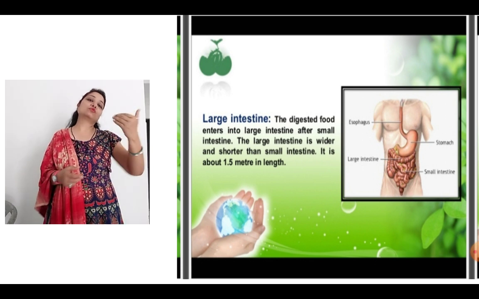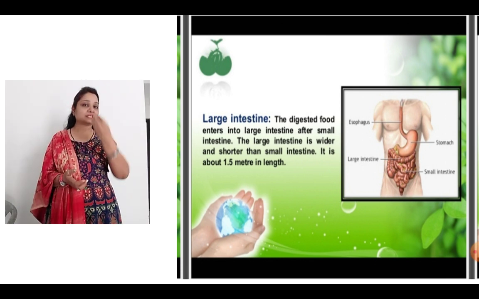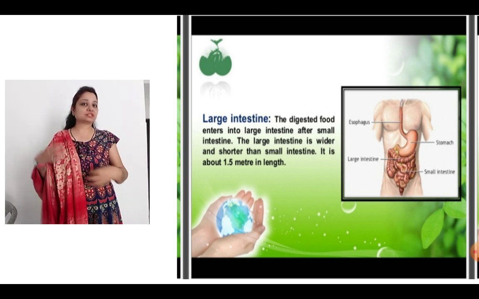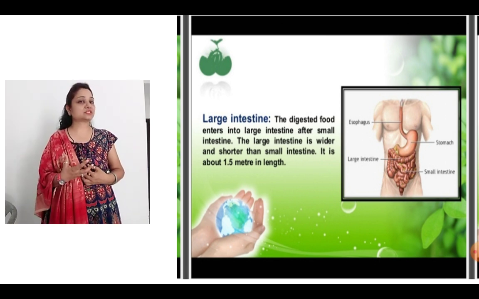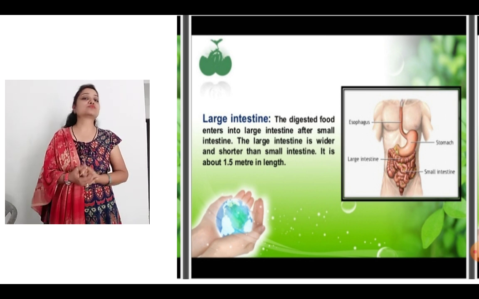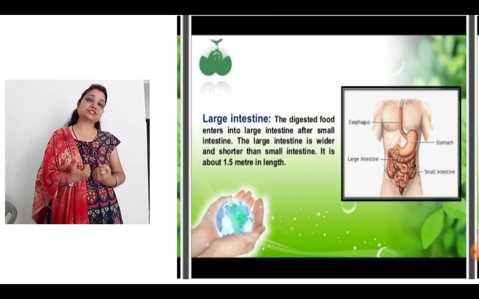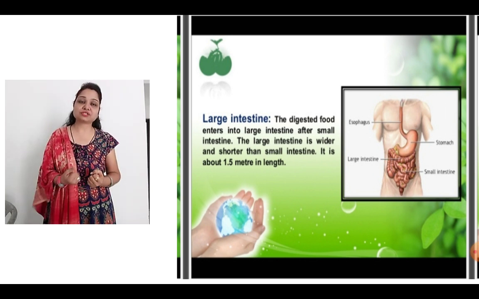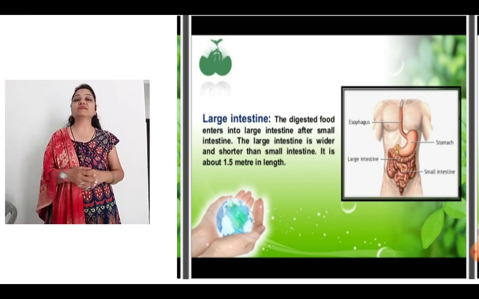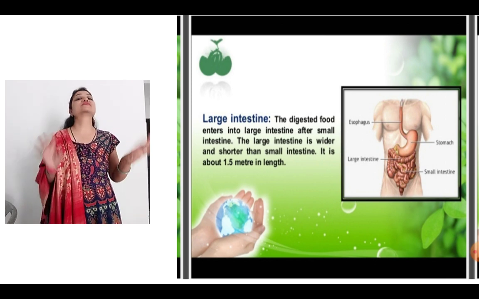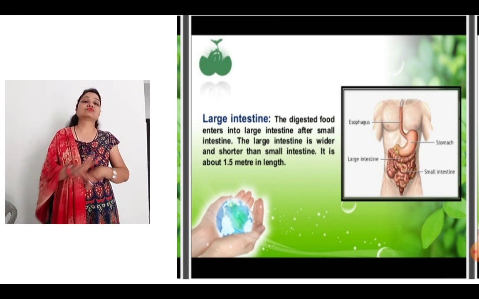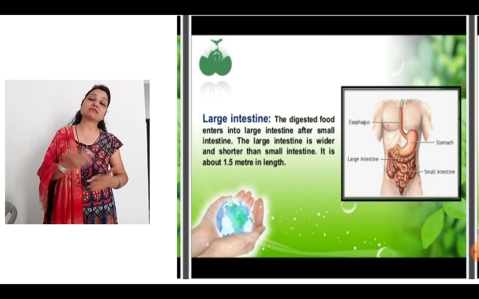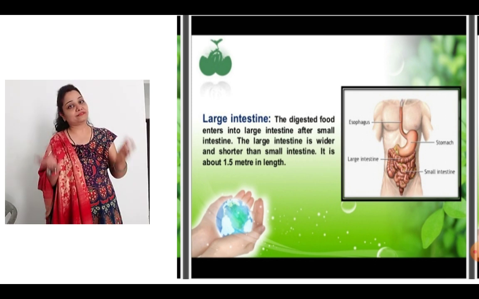So I hope all the steps are clear: first, ingestion, taking the food inside; then digestion in the stomach and the small intestine; then absorption in the small intestine; assimilation when the nutrients are transported throughout the body; and last, egestion when the waste material is excreted from the body. So this is all with the digestion process. Go through it in the book also, and more we will discuss in the live class.